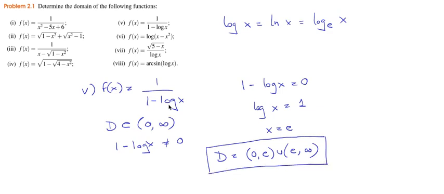So again, if you have negative values or 0, the logarithm of x is not defined, and if you have e, then this thing will be equal to 1 and the rational function is not defined, okay.